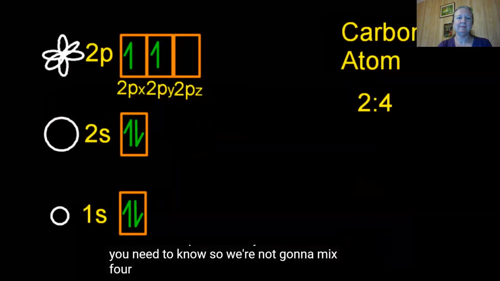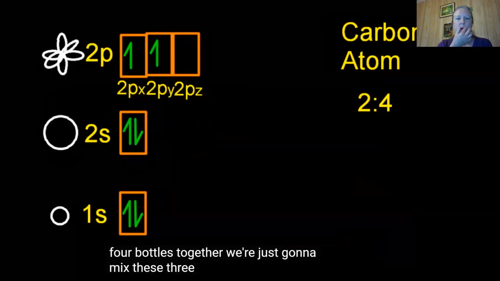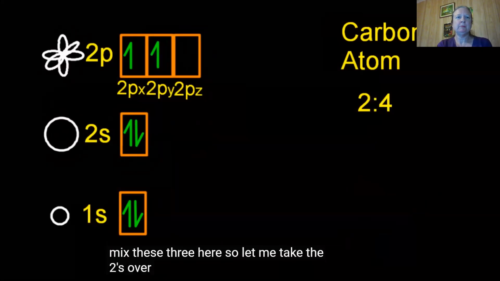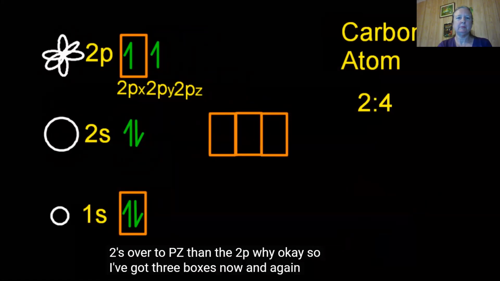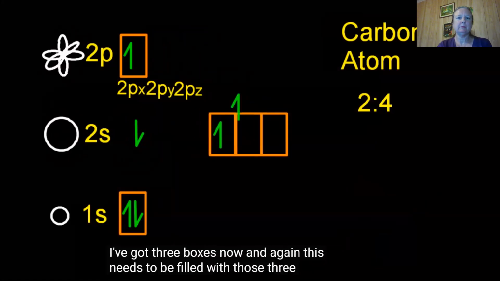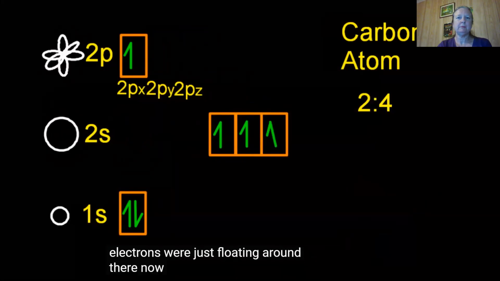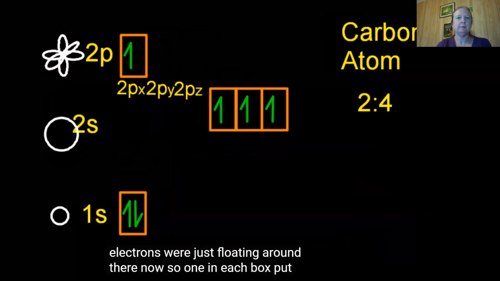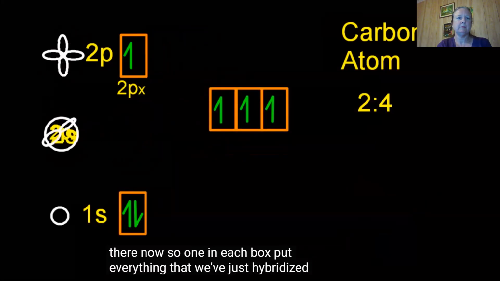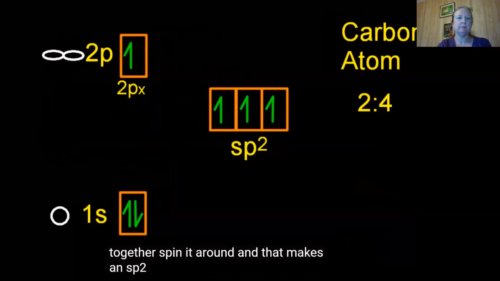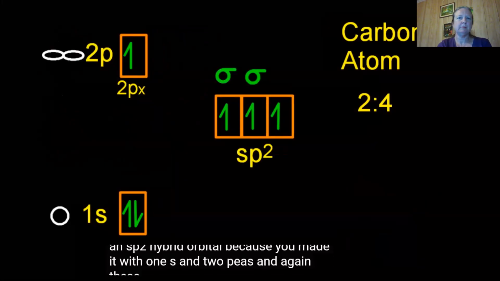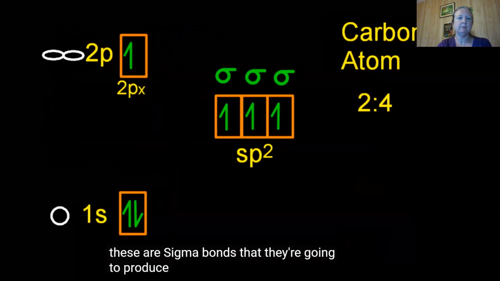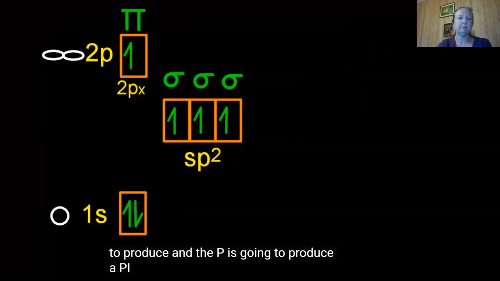So we're not going to mix 4 orbitals together. We're just going to mix these 3 here. So let me take the 2s, 2pz and the 2py. Okay, so I've got 3 boxes now. And again, this needs to be filled with those 3 electrons that were just floating around. So 1 in each box. Put everything that we've just hybridized together, spin it around, and that makes an sp2 hybrid orbital, because you made it with 1 s and 2 p's. And again, these are sigma bonds that they're going to produce. And the p is going to produce a pi bond, p for pi.